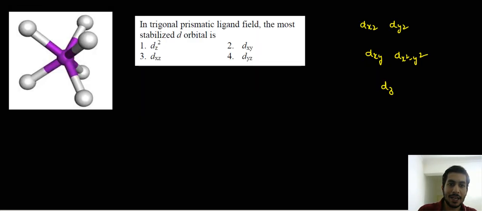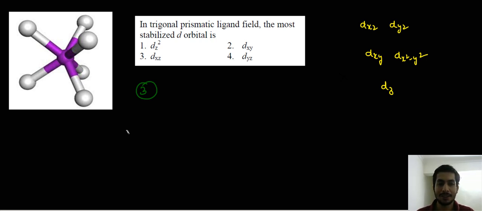And now at last we have the trigonal prism geometry, or trigonal prismatic also you can say. Now if you see the geometry over here, this belongs to D3h symmetry. Okay, this belongs to D3h. So obviously it will have 3 energy levels. Now you just need to know what 3 energy levels it will have.